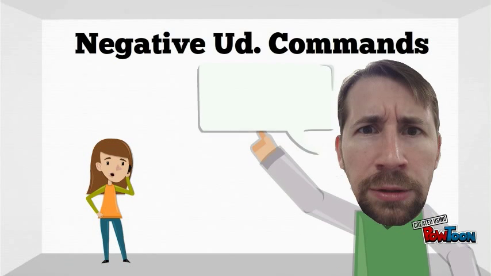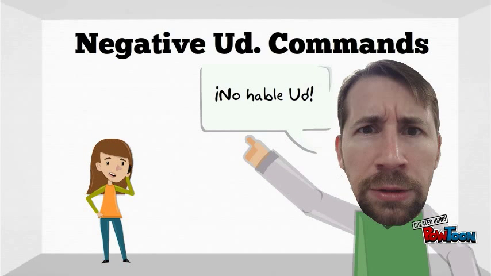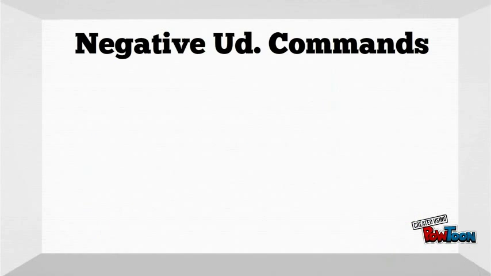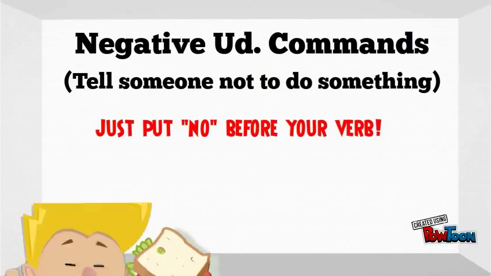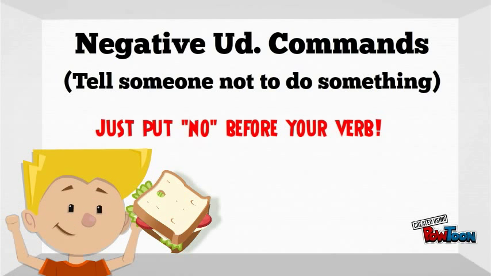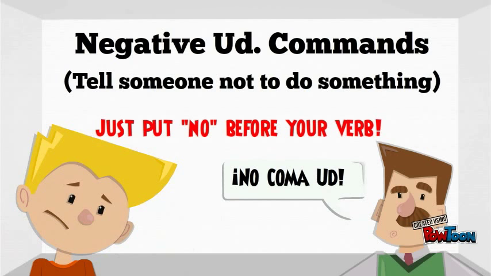Now that you can do affirmative usted commands, negative usted commands are easy. Negative usted commands tell someone not to do something in a polite way. You do the same thing as affirmative usted commands, but you put the word no before your verb. So the affirmative usted command, coma usted, becomes no coma usted, or "don't eat."